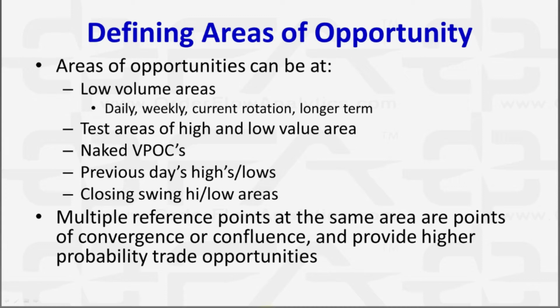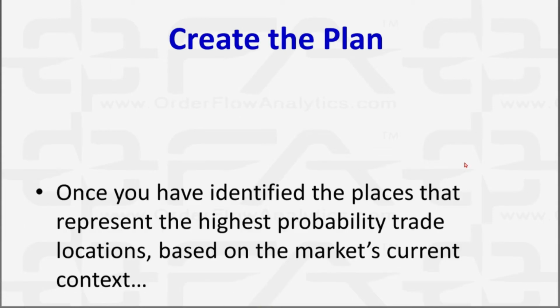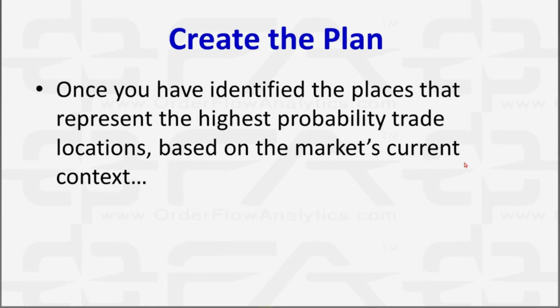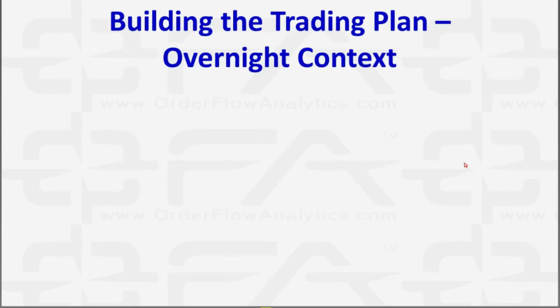A lot of information. So multiple reference points at the same area provide convergence or confluence. Higher probability, better opportunity in my experience for those trades. So once you've identified the places that represent the highest probability trade locations based on the market's current context, then you begin building your if-then scenarios that will be your trading plan.